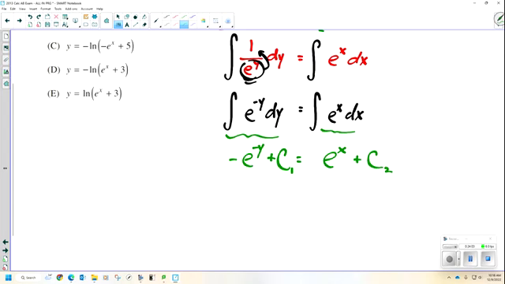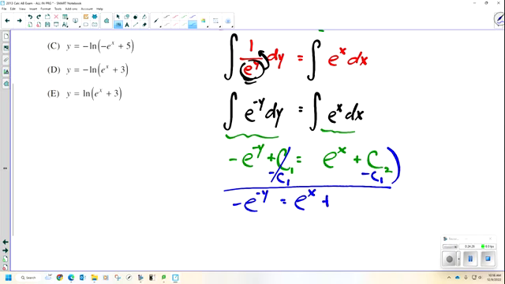So the first thing I'm going to do is get my constants on one side. Let's subtract constant 1 from both sides. Boom. Negative e to the negative y equals e to the x plus a constant. When I have a constant and I subtract a constant, it just ends up being a constant, my friends. Don't get crazy. Now, here's the lovely part. I have this equation right here.